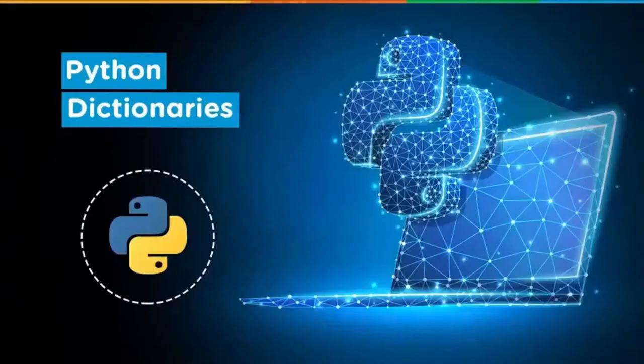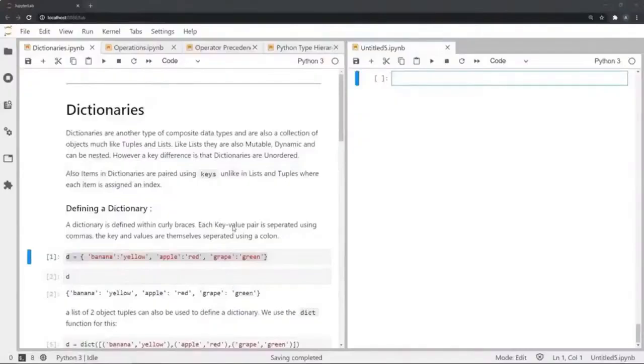In this video, we will cover concepts surrounding dictionaries. Dictionaries are another type of composite data type in Python that are also a collection of objects, much like tuples and lists. And like lists, they are also mutable, dynamic, and can be nested. However, a key difference and property of dictionaries is that they are unordered. Items in dictionaries are paired using keys, unlike in lists and tuples where the objects are assigned numerical indexes.